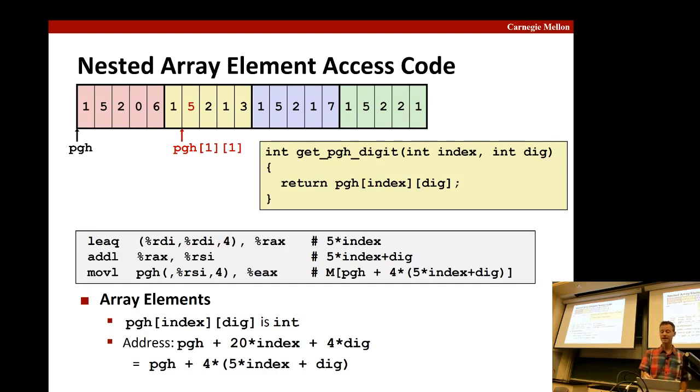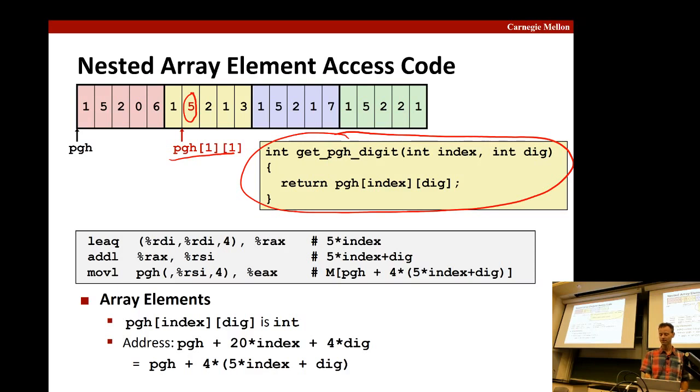So this is just an example. If you have this C code here, I want to return a particular digit within a particular index. If I want PGH11, then it's going to return me this 5, and it's going to just do that calculation, very similar to the calculation I showed before.